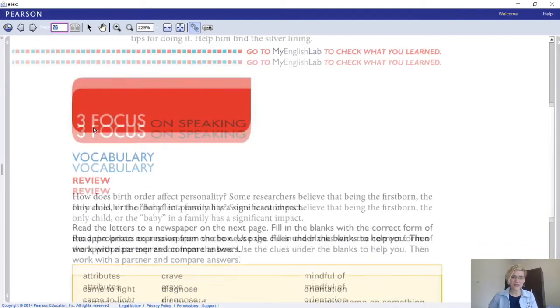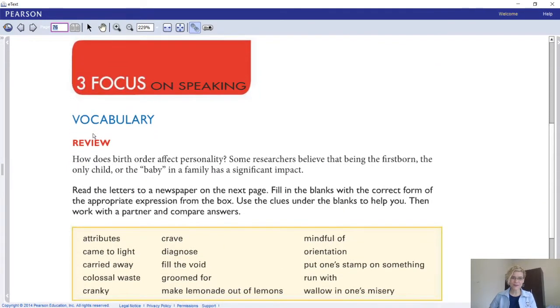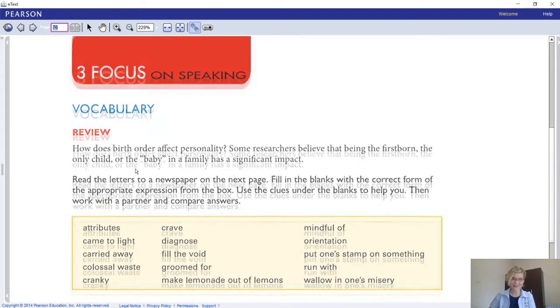Today is the focus on speaking, and we start with the review of the vocabulary. Basically, the vocabulary that you have learned throughout Unit 3 is going to be reviewed in different ways. That's actually really cool, because from there you really have to put into practice what you have learned throughout the unit. Ready, right? Right.